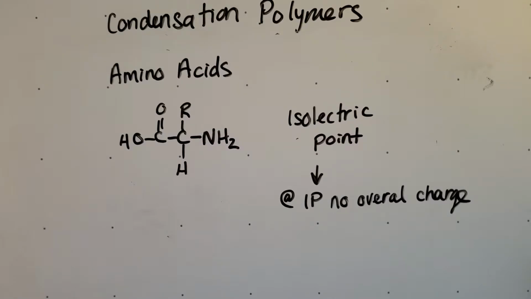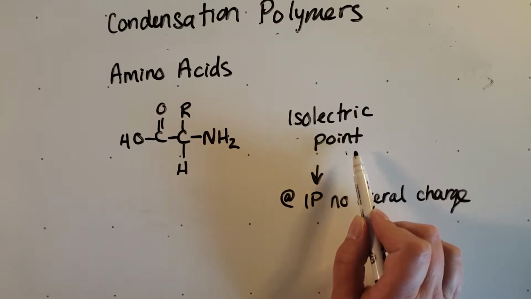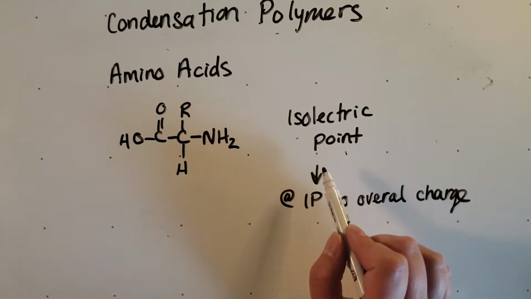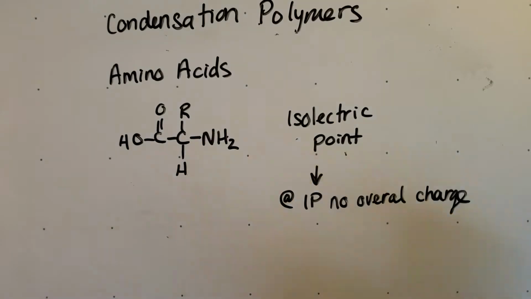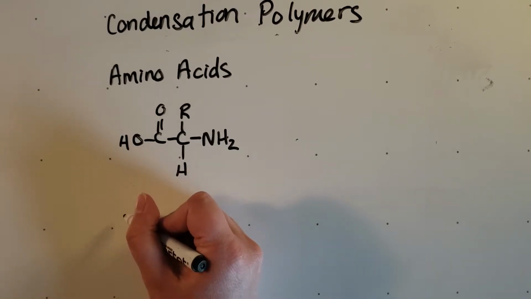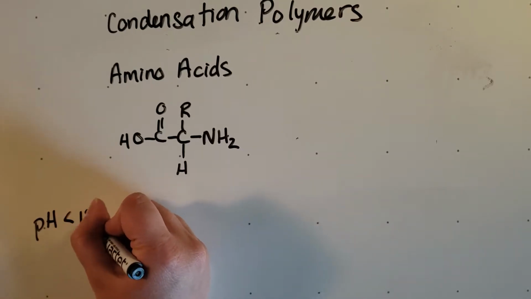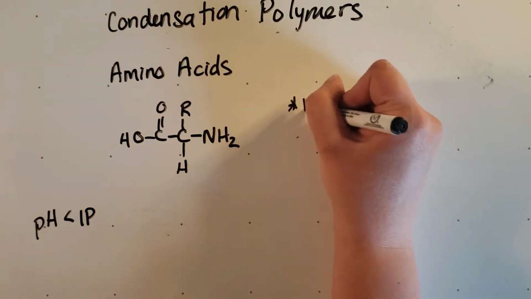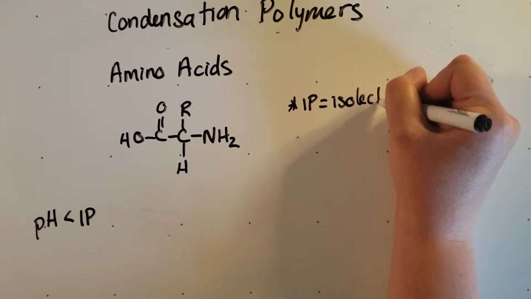Okay, and that is because something called a Zwitter ion forms. I'm going to go through what a Zwitter ion is, because I'm going to go through all the different conditions. So what happens when the pH is below its isoelectric point, when it's at its isoelectric point, and above. Okay, so let's take a look at those. So if the pH is less than the isoelectric point, I'm just going to make a note here, IP equals isoelectric point.